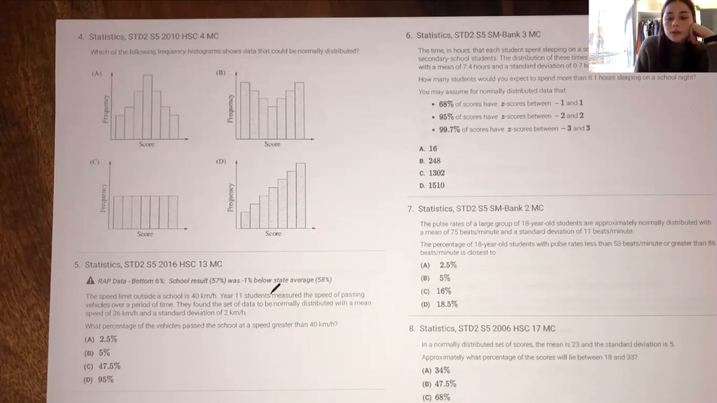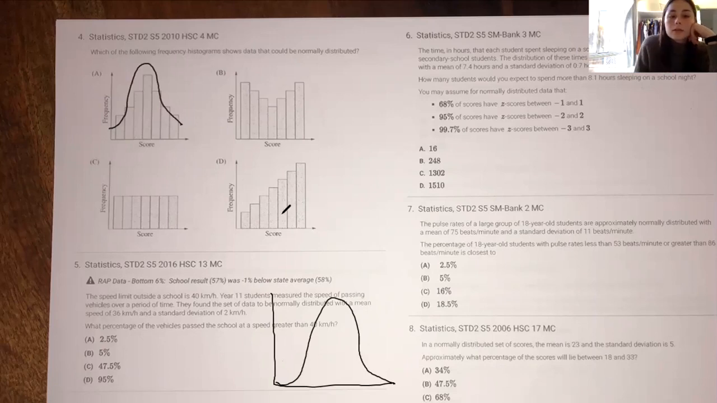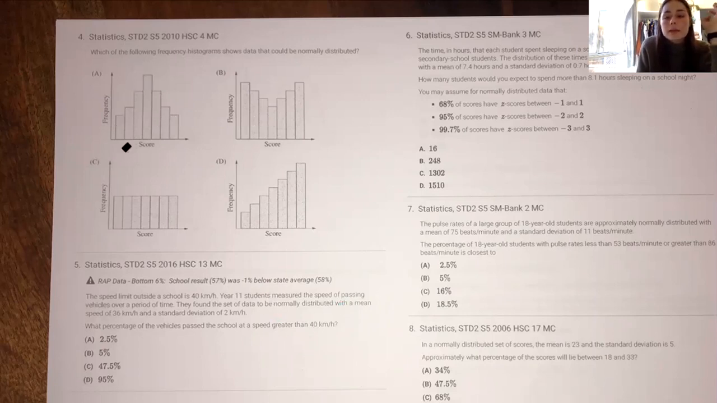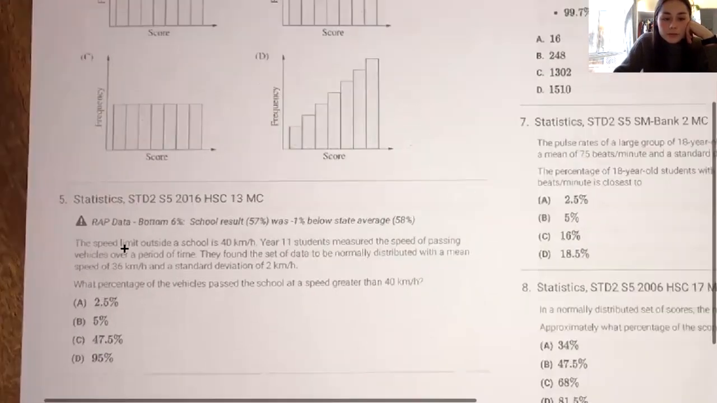Normal distributions create the shape of a bell curve, which is like that. Oh, so A. Yeah, A. If it creates that shape, if it's symmetrical, then that's a normal distribution. So you can probably tell that it's either A or B because they're the only symmetrical ones. And then you have to know that it makes a bell curve. So if it makes that shape, then that's the one. So A. Cool.